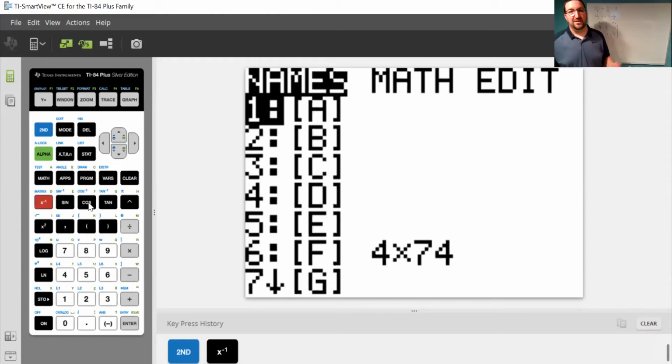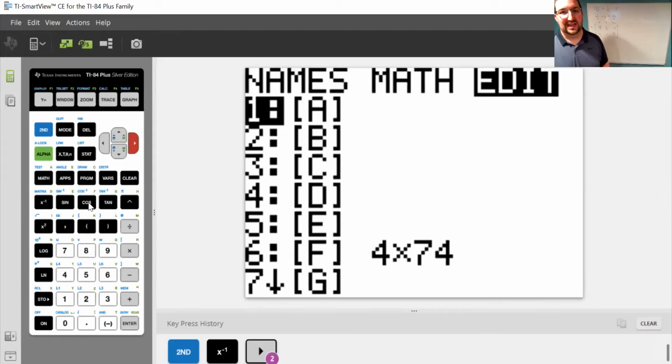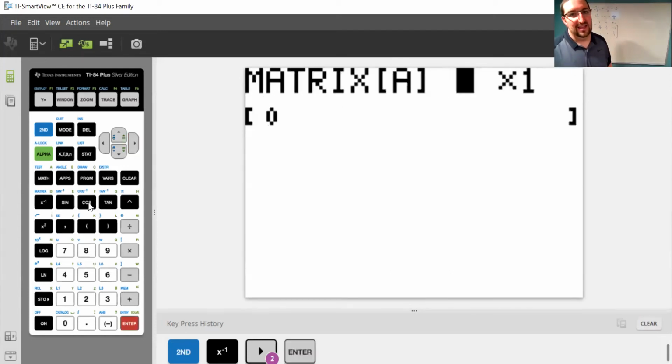What we have here is we now have a list of our matrices. We can't enter in a matrix from this. So what I have to do is scroll right into the edit menu. It doesn't matter what matrix you pick, A, B, C, D, E, F, G. Most of us are just going to use A. So if we scroll over to edit and hit A, we're then able to edit our matrix.